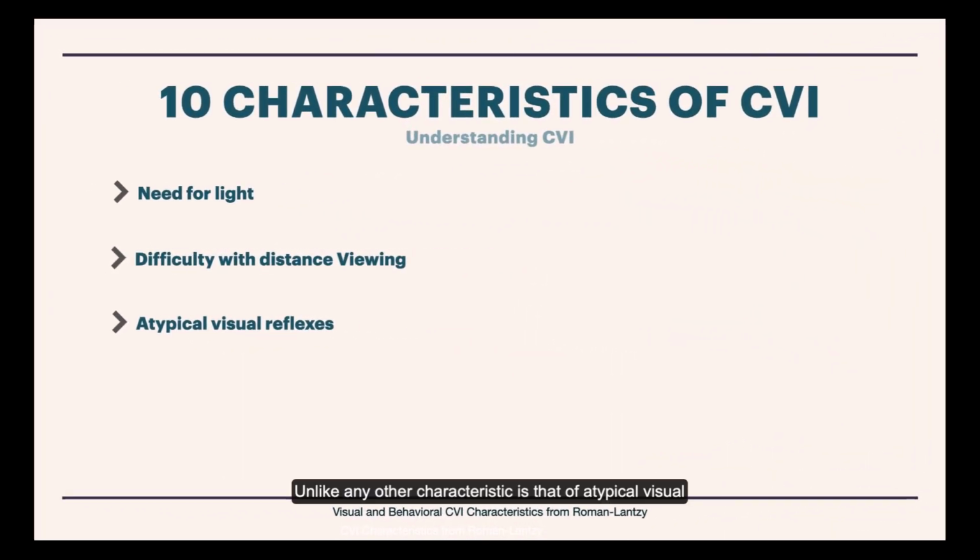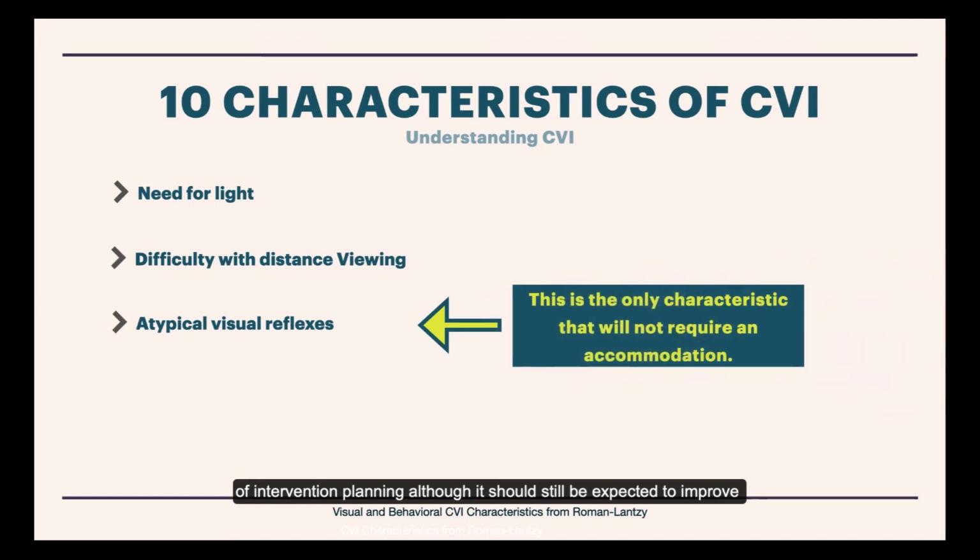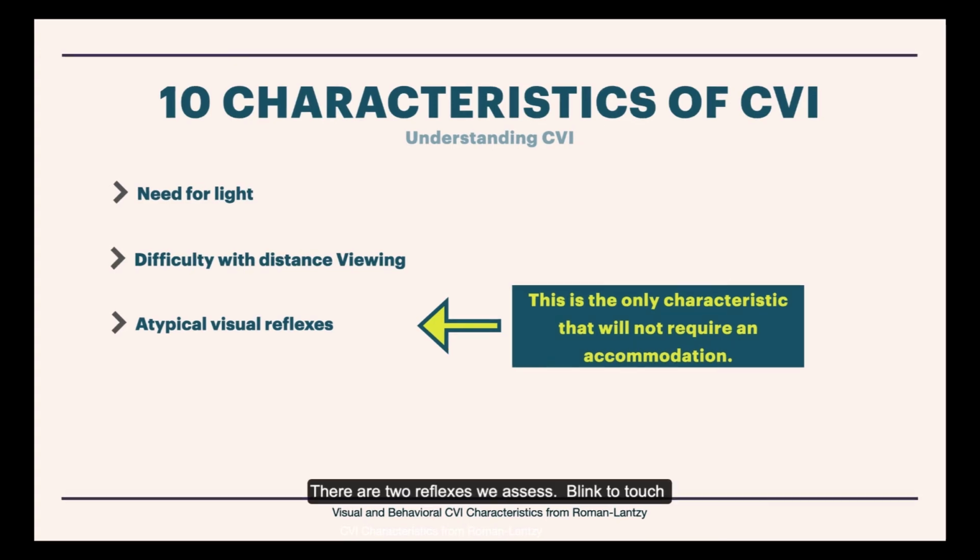Like any other characteristic is that of the atypical visual reflexes. This is the only characteristic that is not part of intervention planning, although it should still be expected to improve as overall vision improves. There are two reflexes we assess: blink to touch at the bridge of the nose and blink to threat. These responses may either be absent or significantly delayed in an individual with a cortical visual impairment.